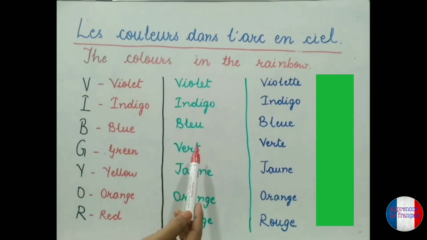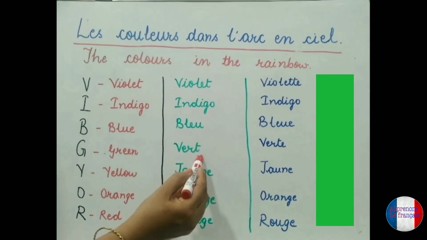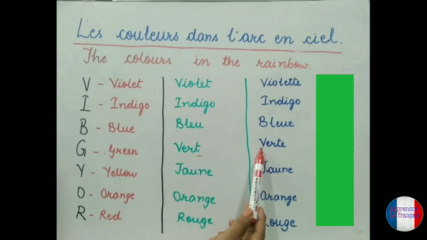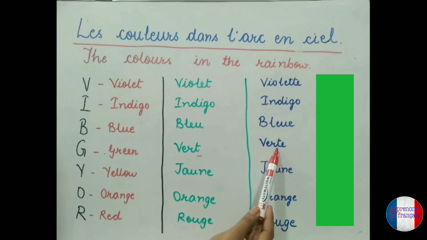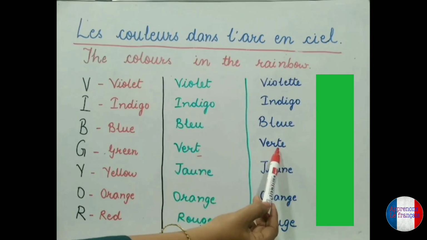Green in French is vert. T as a consonant in the end is not pronounced, so it is vert. And in feminine it would be verte. Now the T is pronounced because in the end we have a vowel here. We have an additional E as we added it here, so it becomes verte.